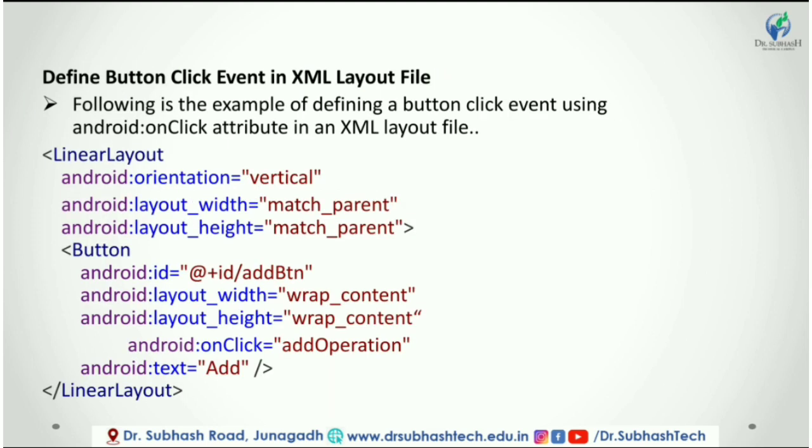The first way is to define the button click event in the XML layout file. We can define a click event handler for a button by adding the android:onClick attribute to the button element in our XML layout file. The value of the android:onClick attribute must be the name of the method which we need to call in response to a click event, and the activity file which hosts the XML layout must implement the corresponding method. Following is the example of defining a button click event using the android:onClick attribute in an XML layout file.